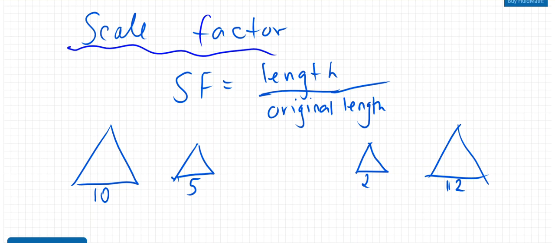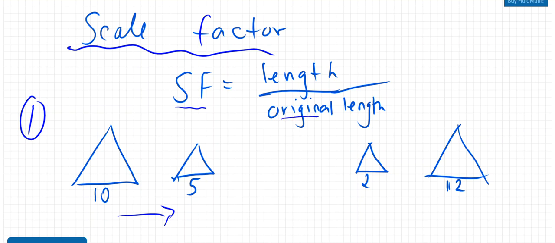So looking at these triangles down here, look at our first example. We are going to calculate the scale factor. We can see we've got a larger triangle here and it's become smaller. So how much smaller has it become? Now the scale factor, you have to remember this formula: scale factor is equal to the new length divided by the original length. Please remember the original length is always on the bottom.